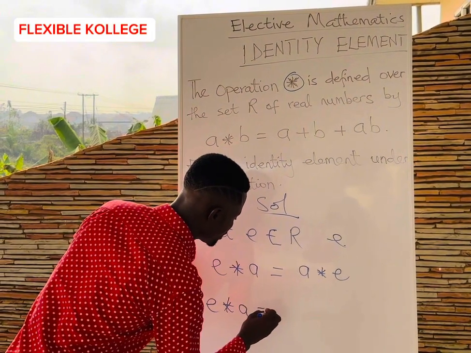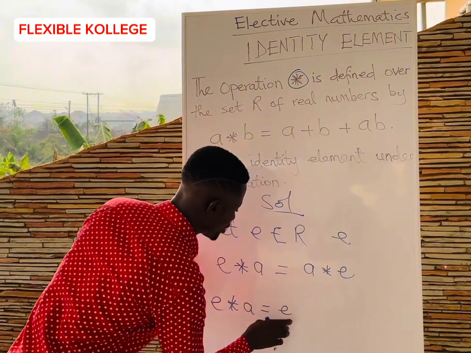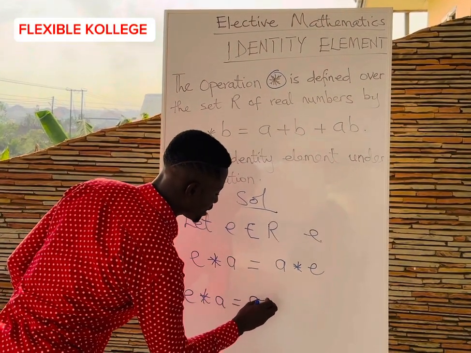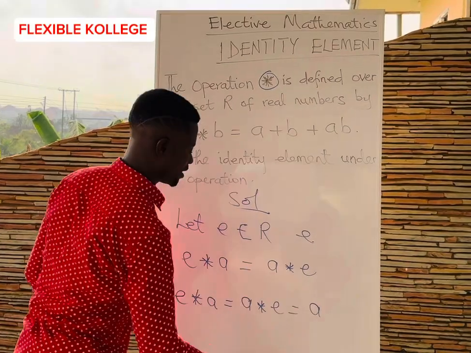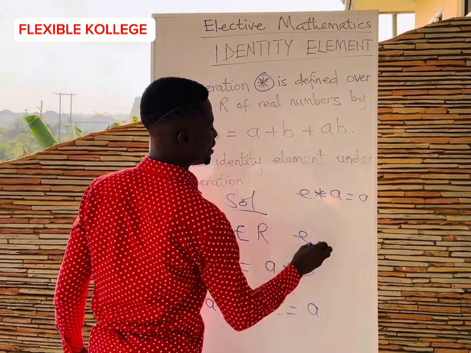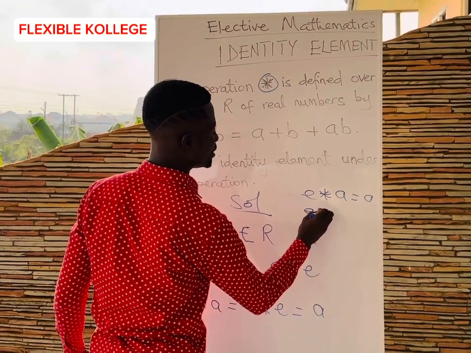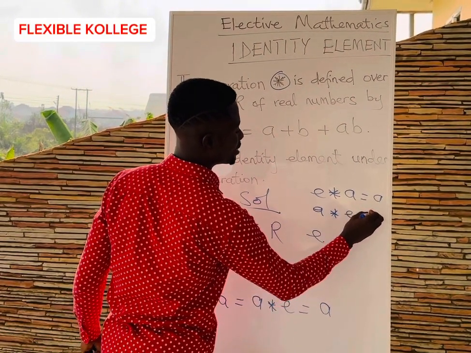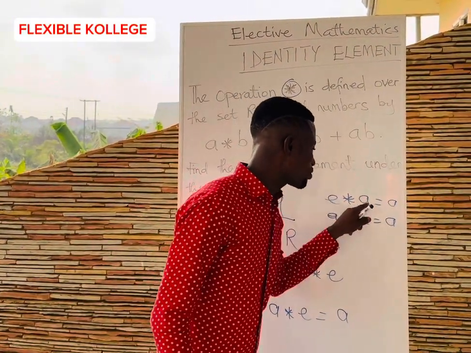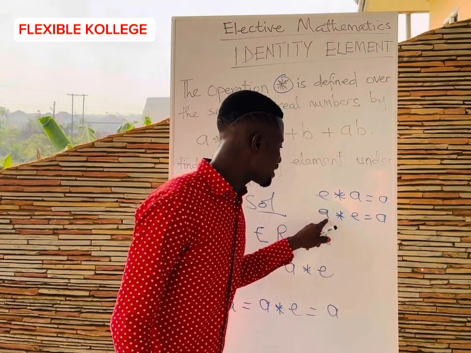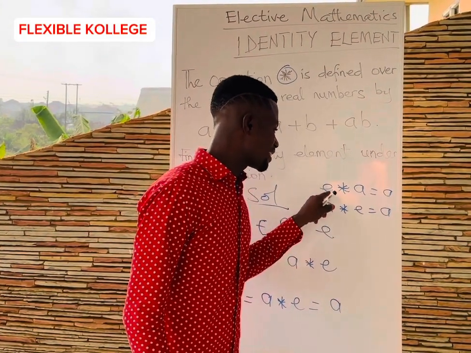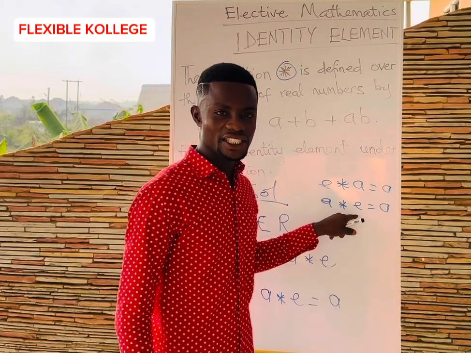So E operation A is the same as A operation E, and the result is A. This means when we take E operation A, we get A, as well as taking A operation E, we still get A, because we are after the identity element. Meaning, when we operate the number E and A, we still get A, making this the sign of the identity element. Do you get it?